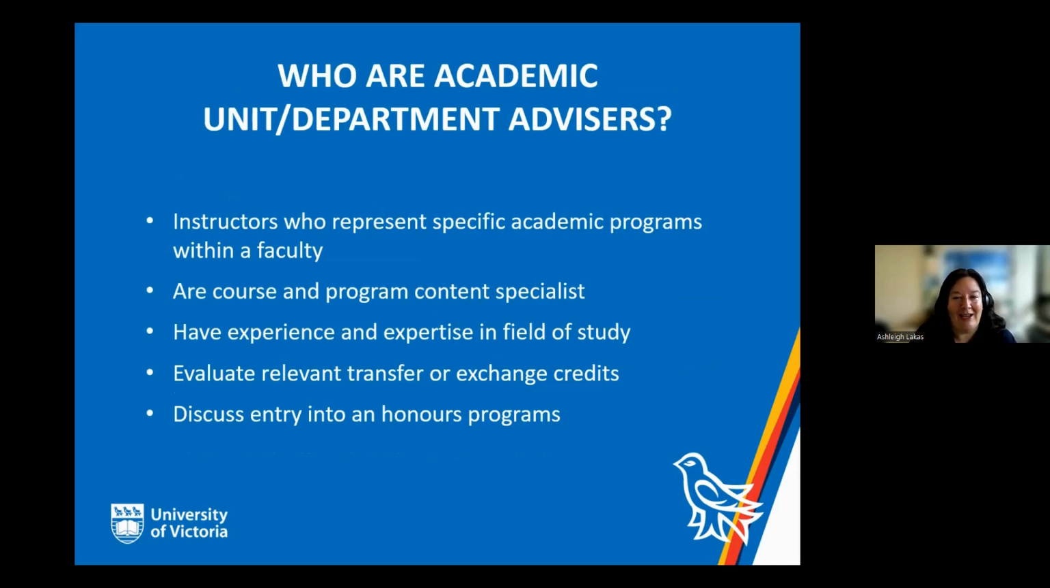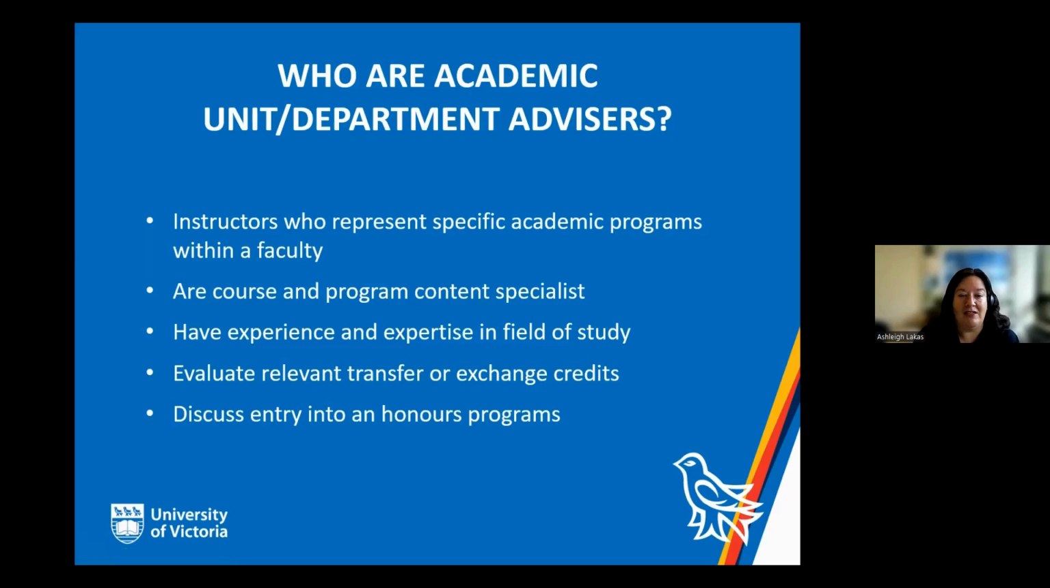So, who are academic unit advisors and department advisors? There are some other types of advisors on campus, and that's different than what Chantal and I do. Those are referred to as academic unit advisors. You may also hear them called department advisors, and those are normally instructors or professional staff who are part of a specific department. So, they might work in the math department or the history department or the environmental studies department. They're going to be really familiar with everything that's happening in that specific department because that's where they work and those are the kinds of classes that they teach.